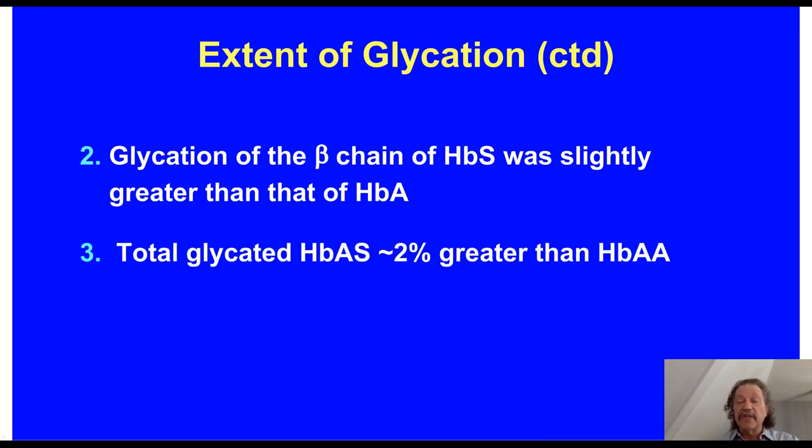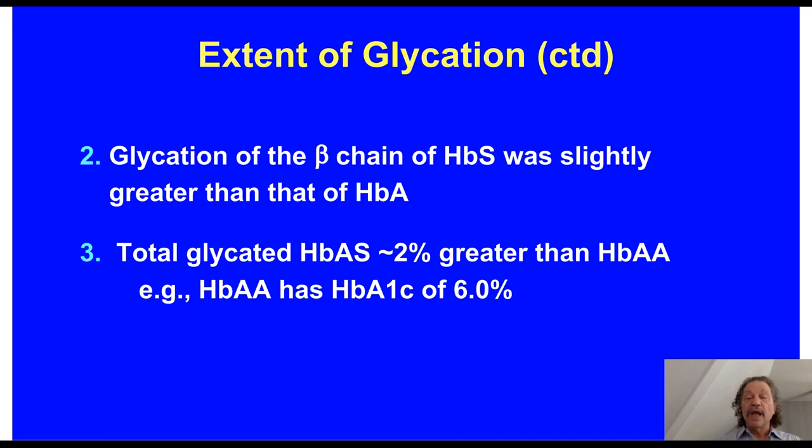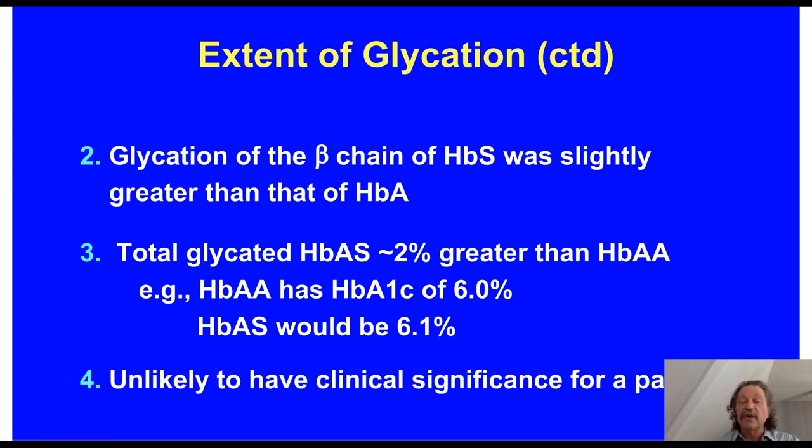And we quantified this, so the total glycated hemoglobin AS, the sickle trait individual, was 2% greater than hemoglobin AA, which would be a normal hemoglobin. So for example, if hemoglobin AA has hemoglobin A1c of 6, an individual with hemoglobin AS would be 6.1%. Now I mentioned that a change of 0.5% is deemed to be clinically significant. So it's very unlikely that this would have any clinical significance for a patient.